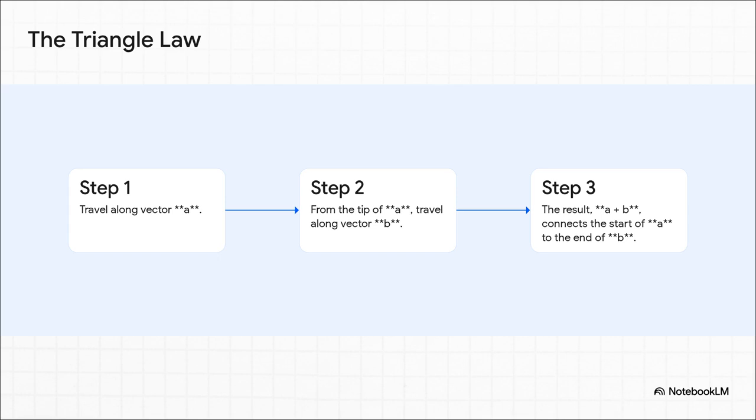The answer, the sum, is just the new vector you can draw from the very beginning of A to the very end of B. See? It literally completes a triangle.